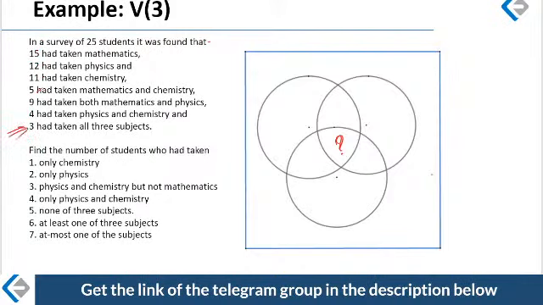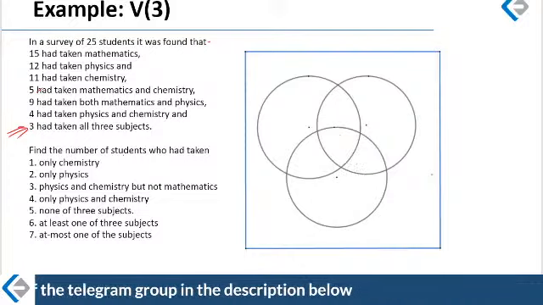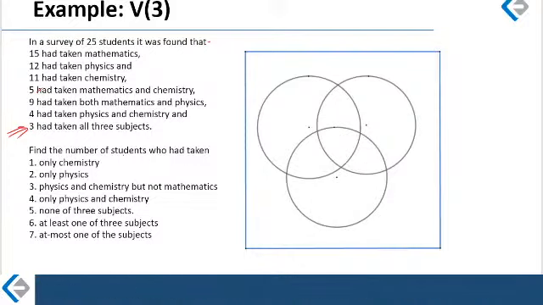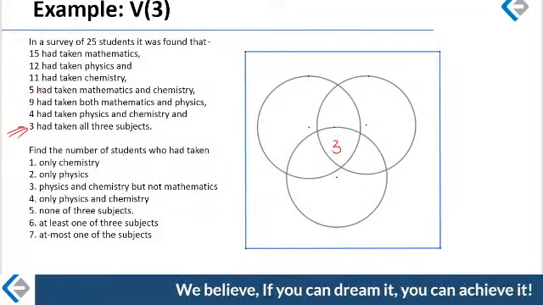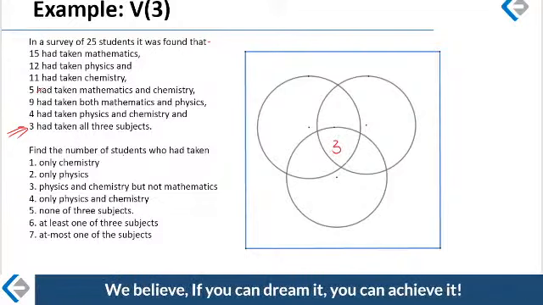3 had taken all 3 subjects. Very good. If that is given, I don't have to use any formula, nothing whatsoever. Very good. So therefore 3, I got the middle number. What is this survey about? Physics, chemistry, maths. All right, students found in the survey.